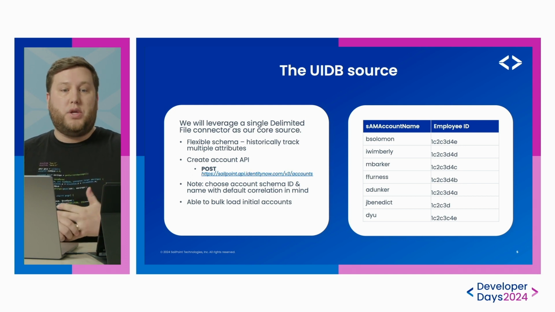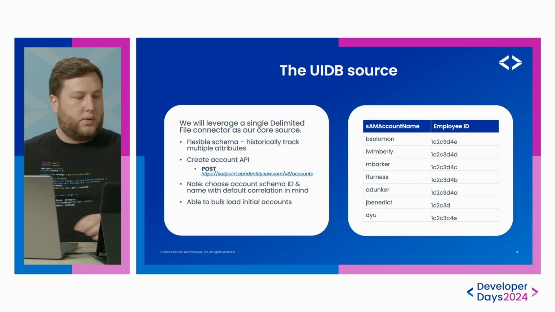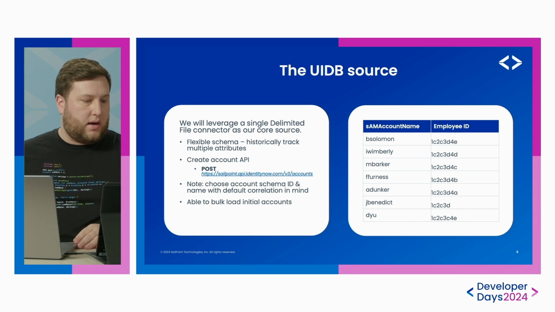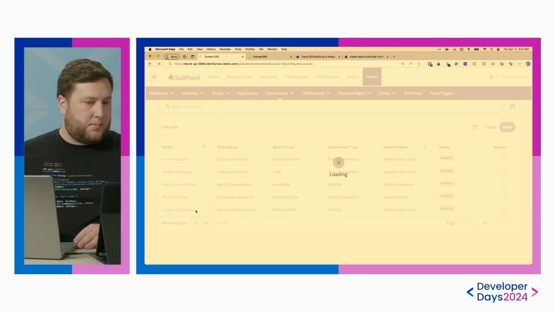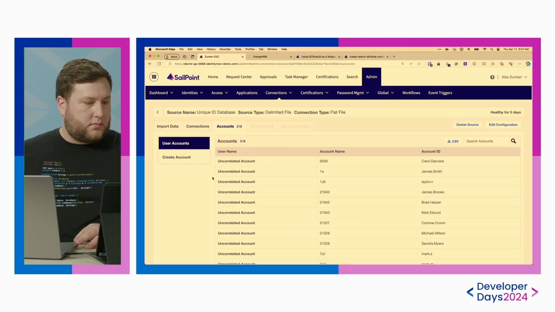And hence why we chose that type of source. We'll take a quick look over in Identity Now with what one of those sources might look like. You'll see here, this is a pretty straightforward delimited account source.